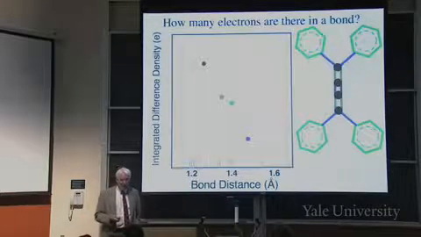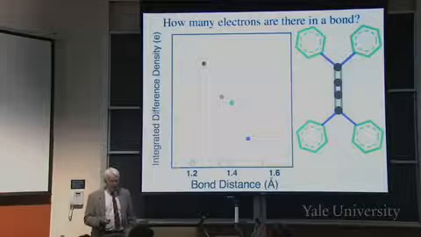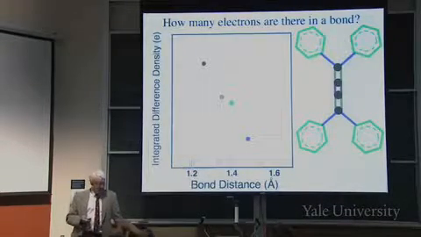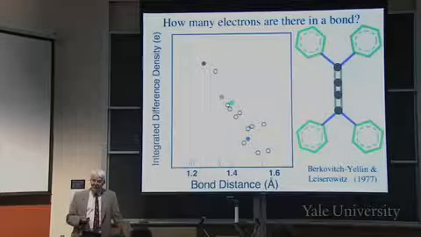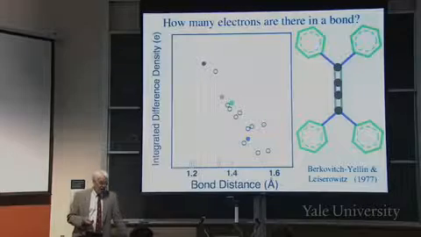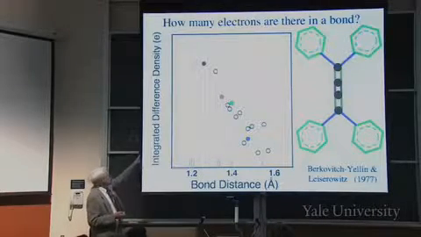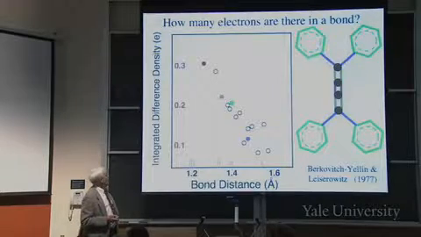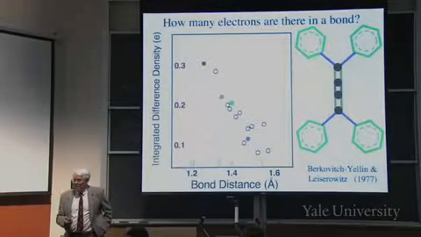Hooray for Lewis. And in fact, the people who did the work, Lazarovich and Berkovich-Yellen, looked at a bunch of other structures too and added those to the same plot. And they're not bad, except the scale is wrong. Instead of being 2, 4, 6, which I've faded out here, it's 0.1, 0.2, 0.3.